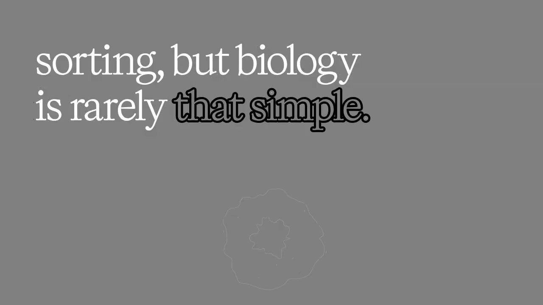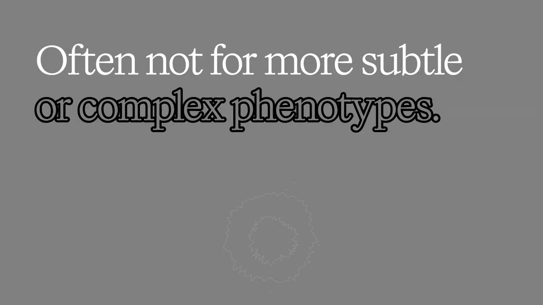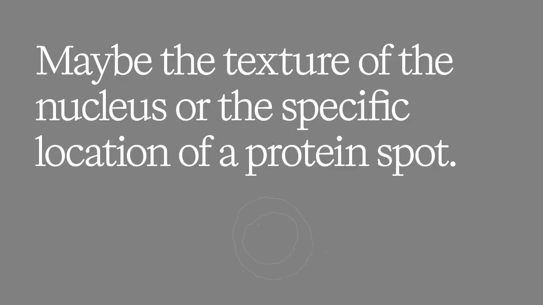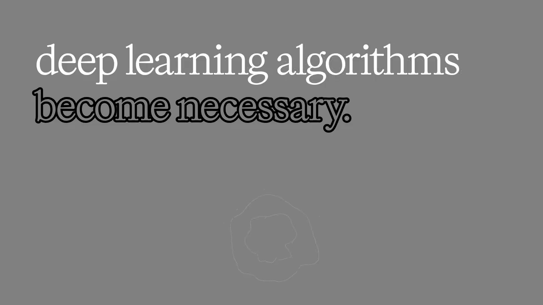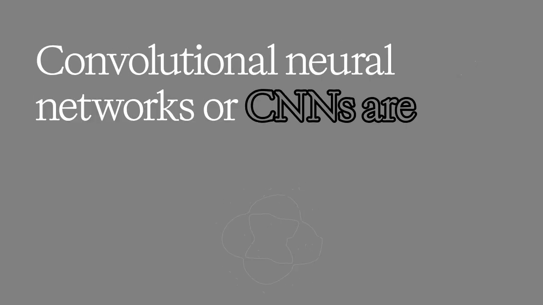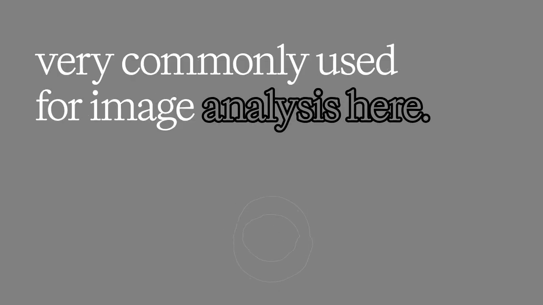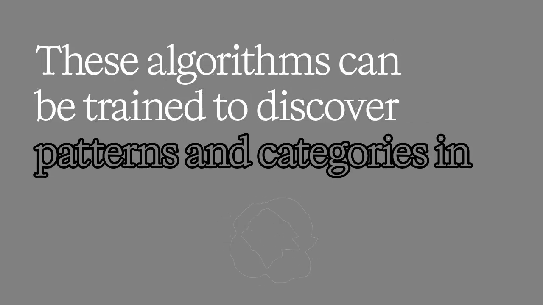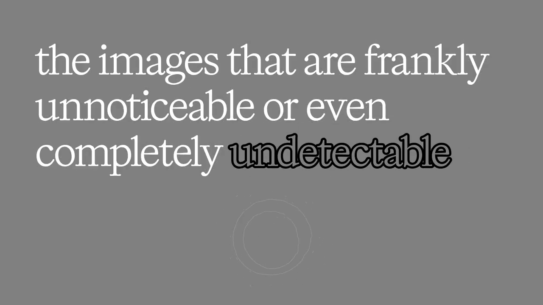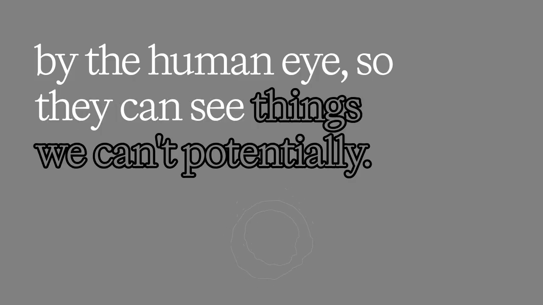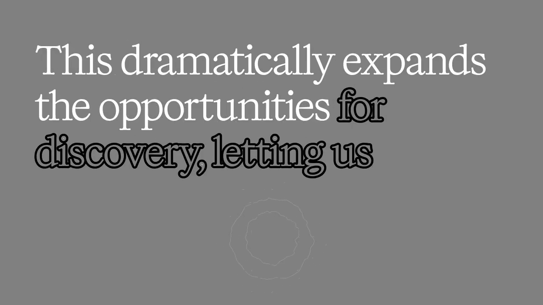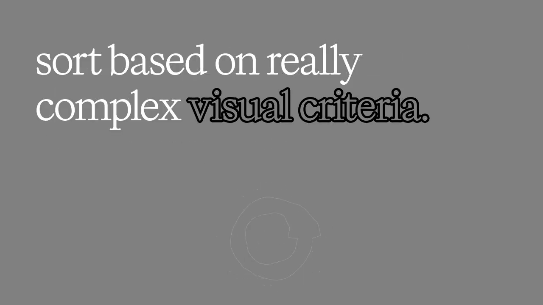But biology is rarely that simple. Often not. For more subtle or complex phenotypes, maybe the texture of the nucleus or the specific location of a protein spot, that's where machine learning and especially deep learning algorithms become necessary. Ah, the AI comes in. Right. Convolutional neural networks, or CNNs, are very commonly used for image analysis here. These algorithms can be trained to discover patterns and categories in the images that are, frankly, unnoticeable or even completely undetectable by the human eye. So they can see things we can't. Potentially, yes. They can learn very subtle features. This dramatically expands the opportunities for discovery, letting us sort based on really complex visual criteria.